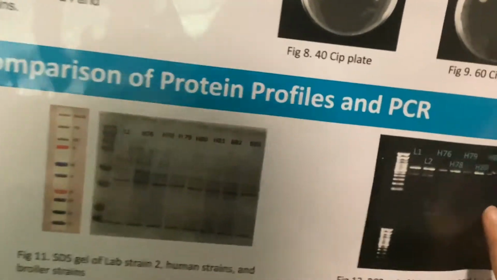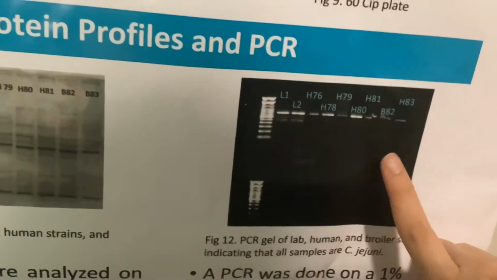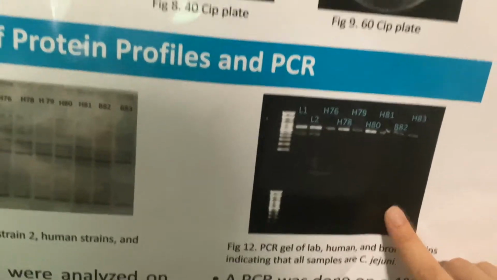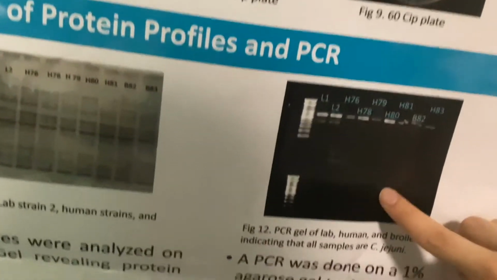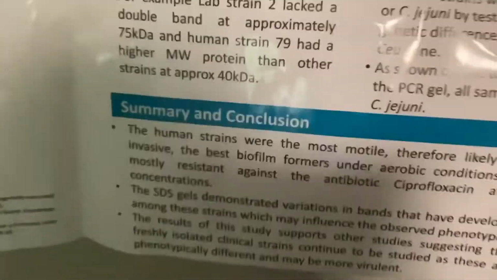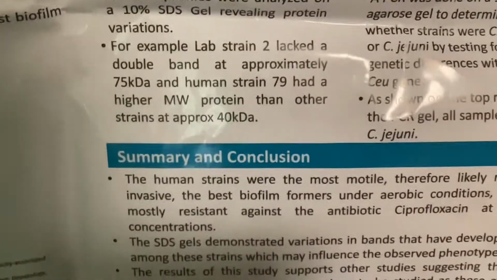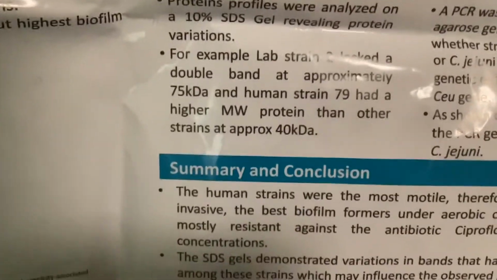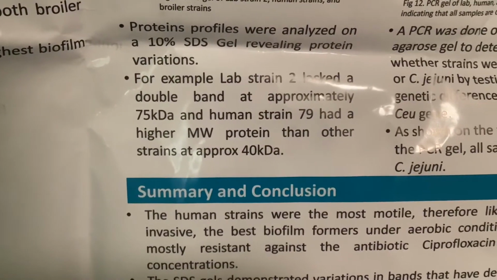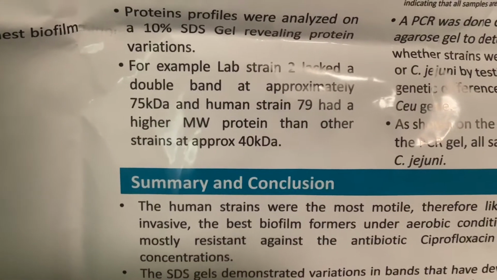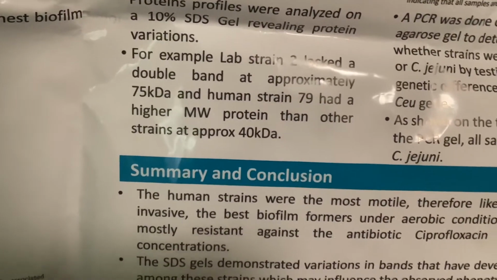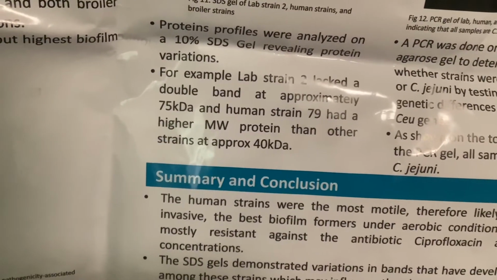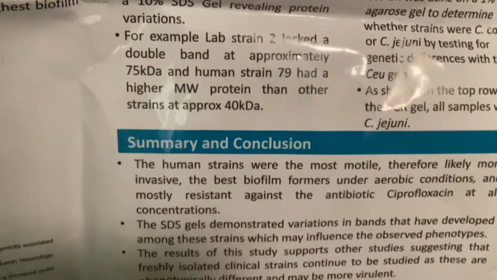And then this is just a PCR. This just confirms that I had C. jejuni, not C. coli, which is a different bacteria. So that's just a confirmation of the type of bacteria that I had. And then to conclude, what I was saying about the human strains being more dangerous, and that the gels showed variations, which I was also looking for, and it supports other studies suggesting that clinical strains from humans should continue to be studied as they're phenotypically different and more virulent.